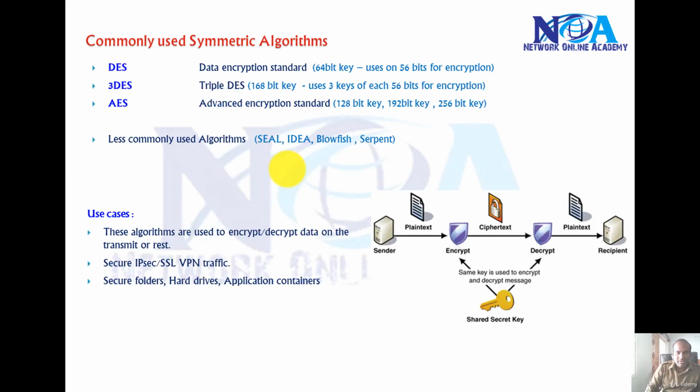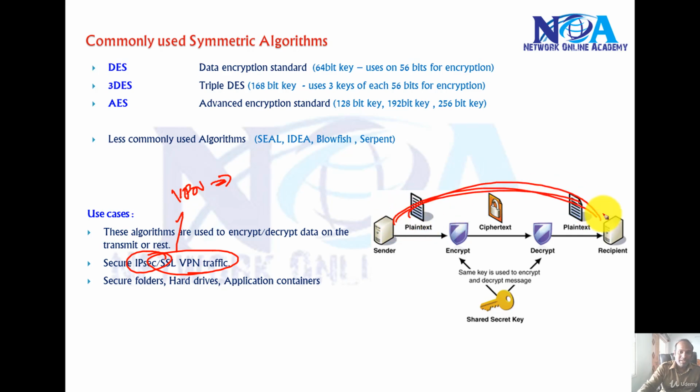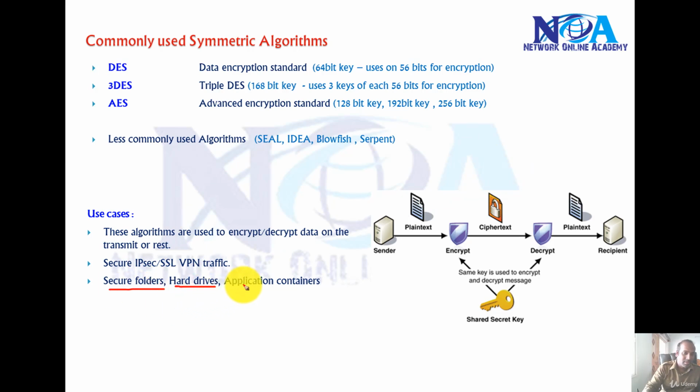Now there are some examples here. Some of the commonly used symmetric algorithms, which use the same key, are DES, triple DES and AES. Some of the less commonly used ones are SEAL, IDEA, Blowfish and Serpent. Symmetric algorithms are more commonly used in most VPN concepts, where we implement virtual private networks with IPsec protocols, and can also be used for securing folders, hard drives or application containers.